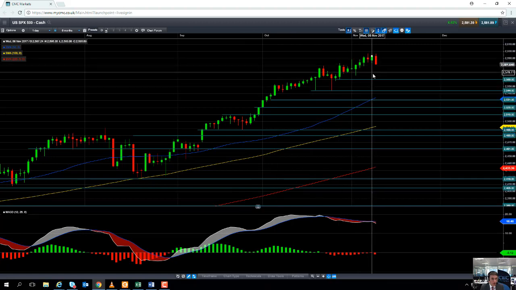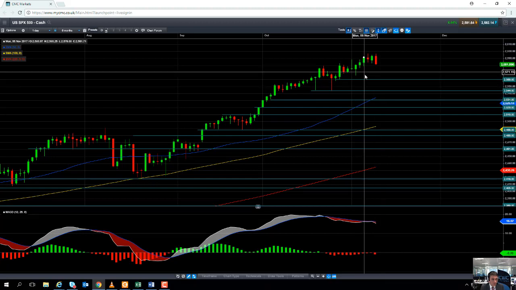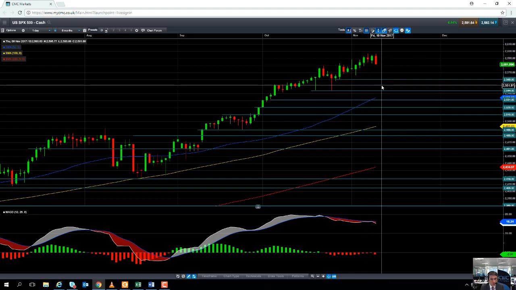Should we see any move to the downside, we may find support at this price here, the November low, which comes into play at 2,565, or we may even see the market pull back towards 2,560. So the US markets are still looking in quite decent shape, even though we have seen some profit taking take place.